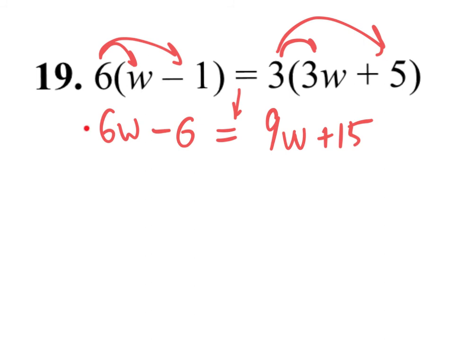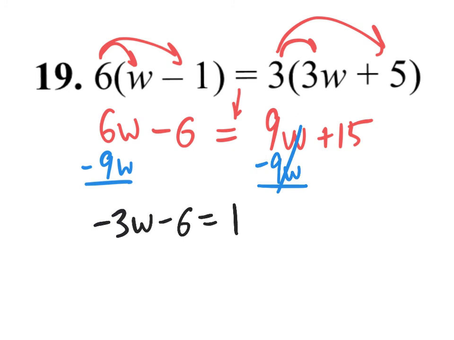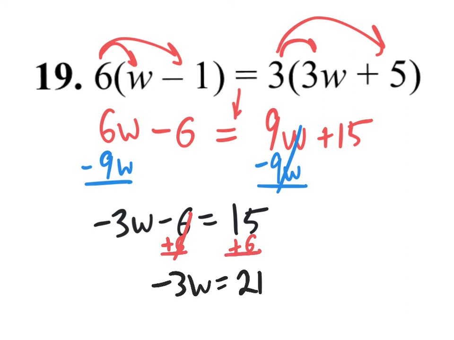Now let's get the w's on one side, okay? So I want to get rid of that 9w by subtracting 9w. What I do to one side, I do to the other. I will have negative 3w, take away 6, equaling 15. I need to now get this w by itself on the left side. So I need to get rid of the minus 6 and then get rid of the multiplication of negative 3. So let's get rid of that minus 6 by adding 6 to both sides. I will have negative 3w equaling 21.